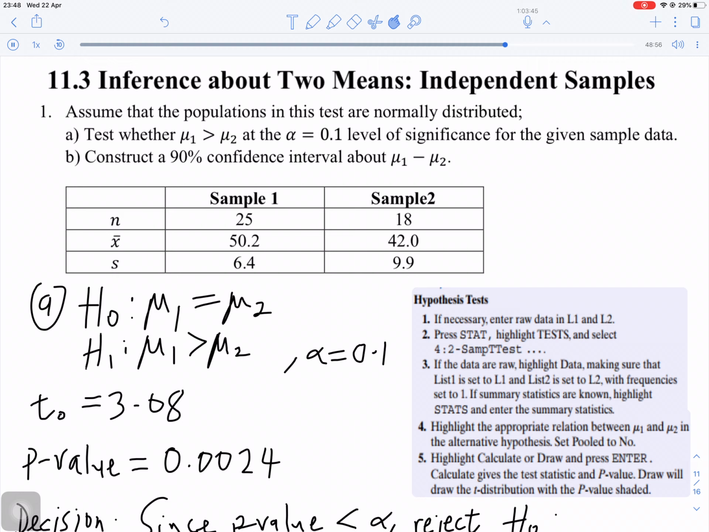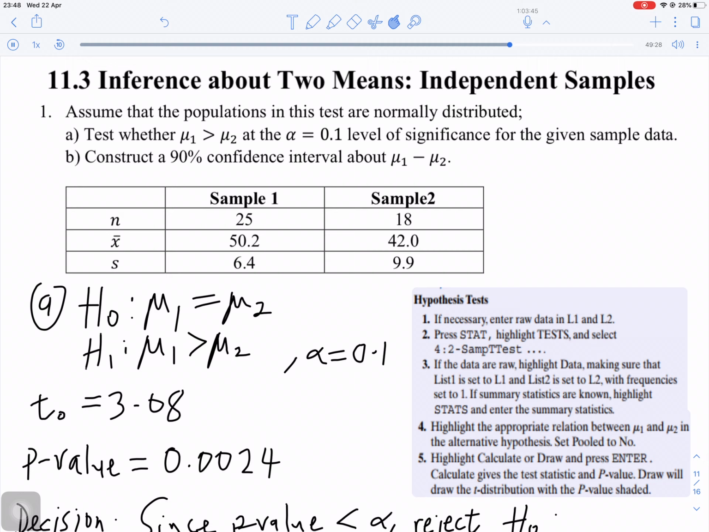So we take the first question. It says, assume that the populations in this test are normally distributed. If this is not assumed and you are doing your own research, you have to find out; you have to be able to establish that. But if we assume that the populations in the test are normally distributed, then it means the samples are also normally distributed.